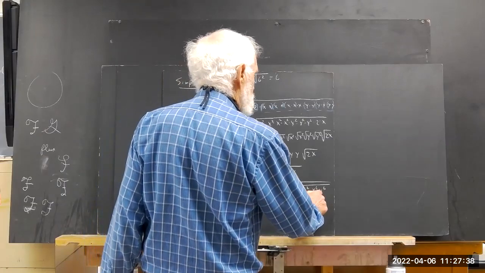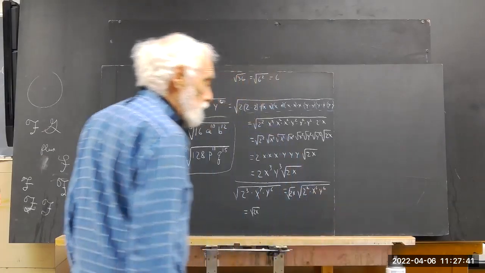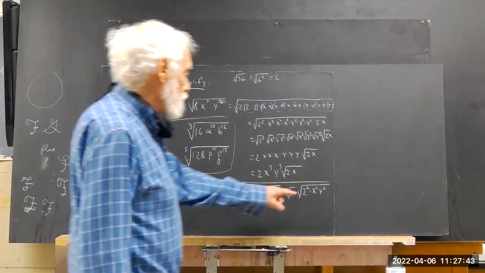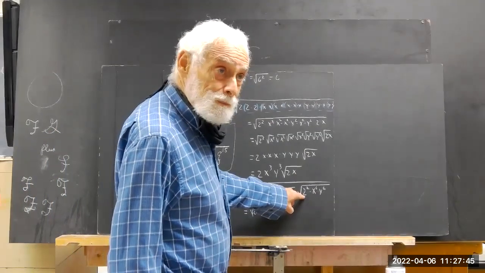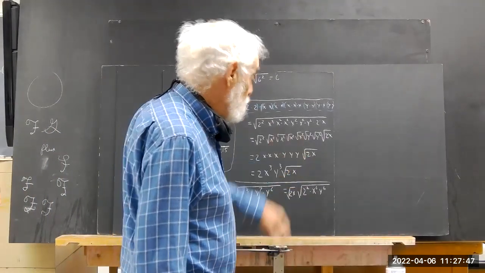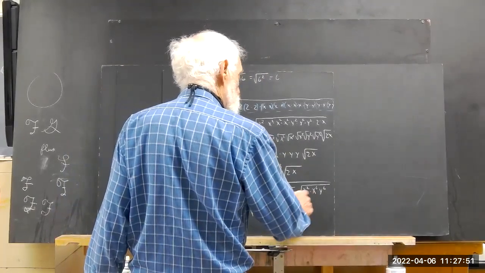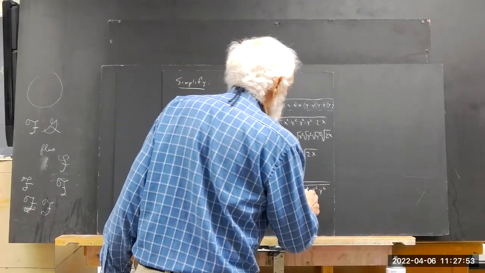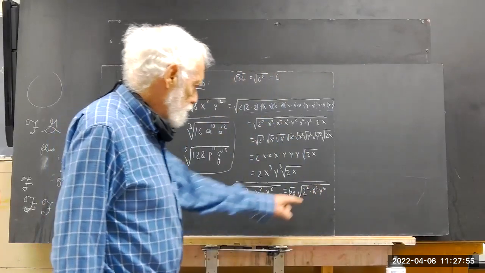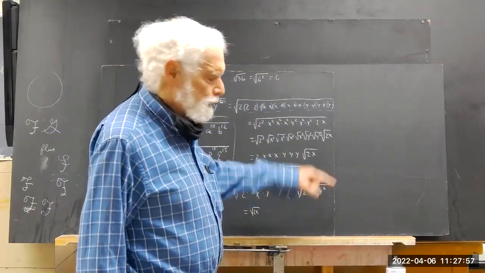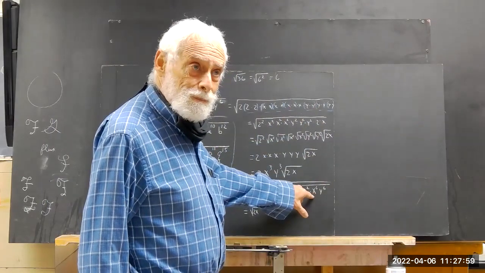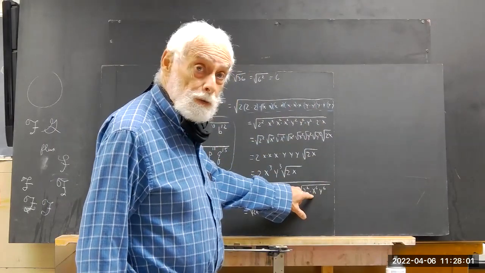Now, the square root of 2 squared times x to the 6 times y to the 6th. I know that I can group 2 squared. Well, the square root of 2 squared is 2. Well, I know that the square root of x to the 6th then has to be x cubed, because I have 3 x squareds in here, right?